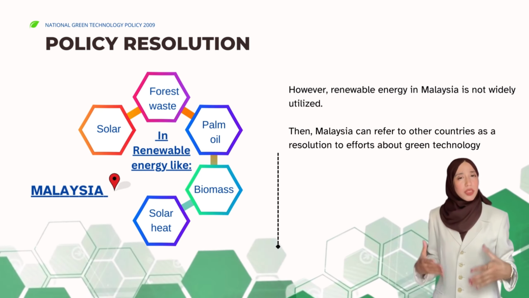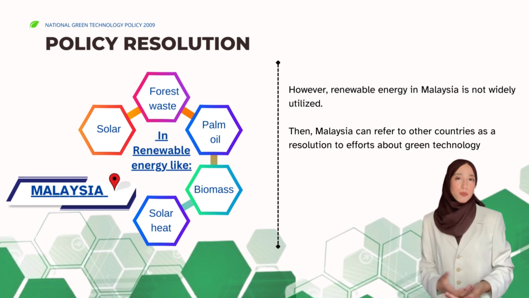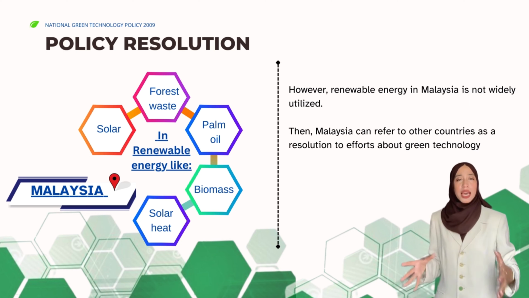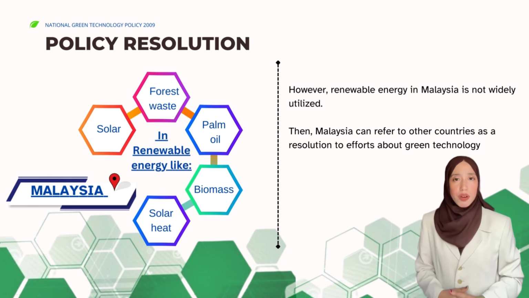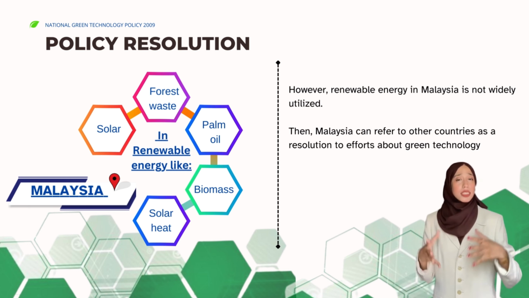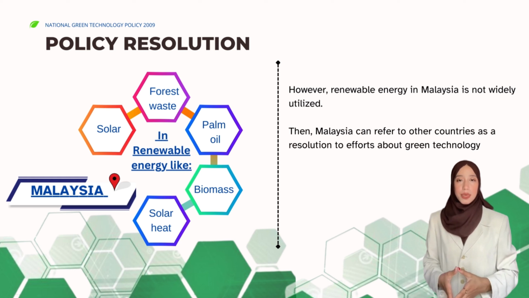Not only that, Malaysia is mainly focusing on expanding renewable energy sources like solar, forest waste, palm oil, biomass, and solar heat to reduce greenhouse gas emission and fossil material use. However, the spread of renewable energy is slow, so Malaysia may look for other countries that have successfully developed green technology as resolutions for NGTP.